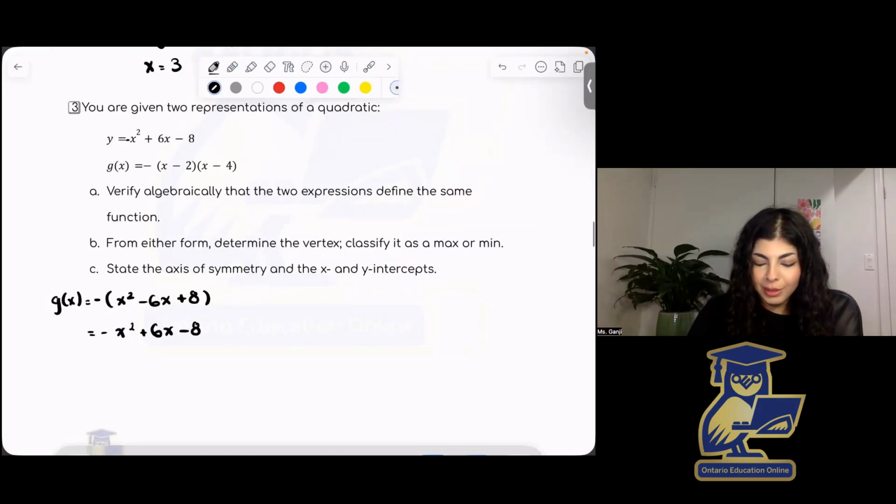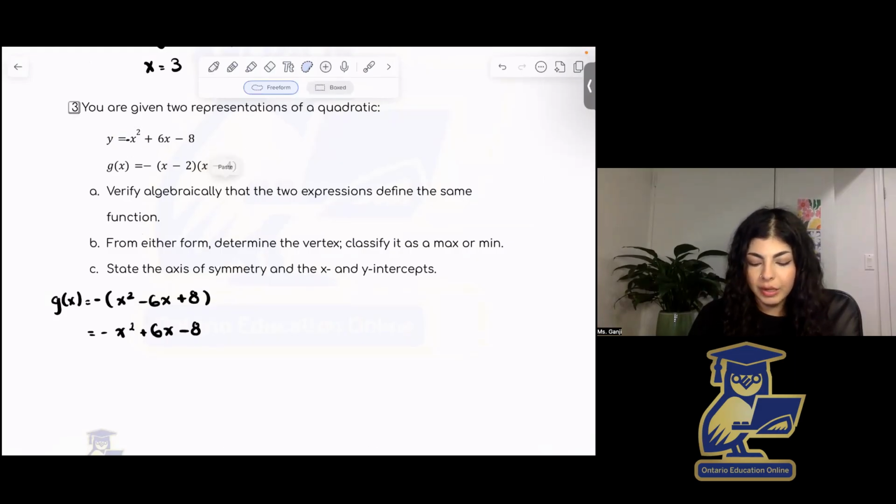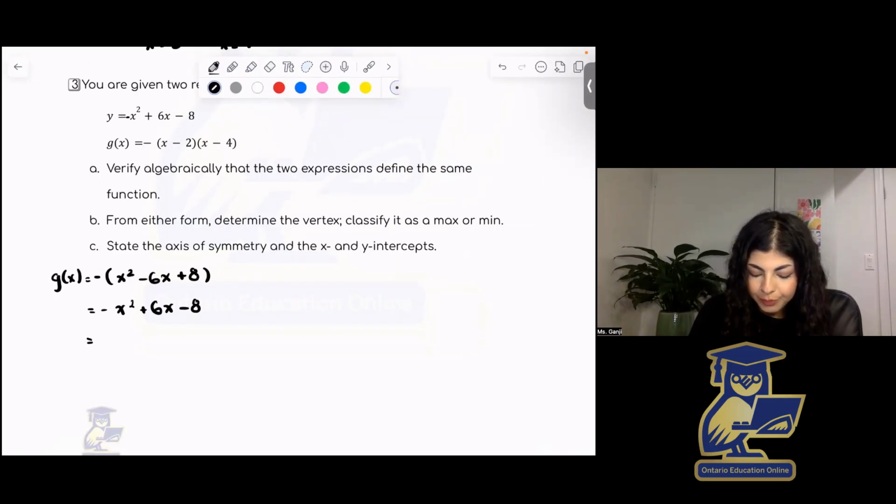Okay, so there was a negative missing there, so I've added it for the one that you're going to be using. But with that now, we should have gotten that, yes, this is actually equal to f of x. There we go. So then we can use that second part. So part A is done, we've shown.